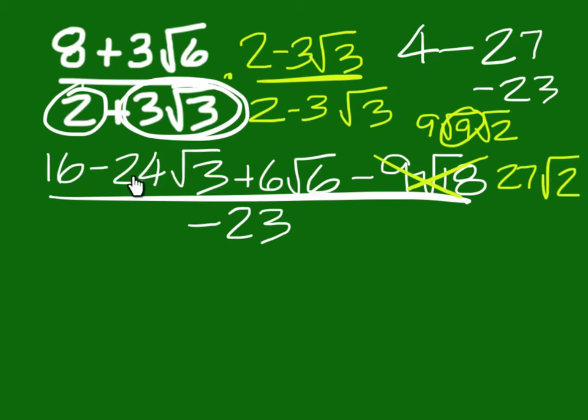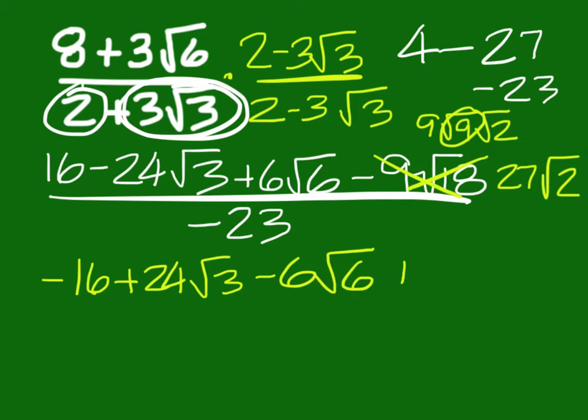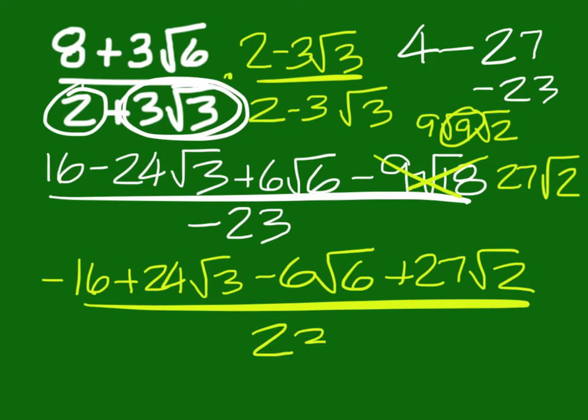Now look at 16, 24, 6, 27, and 23. Can't factor anything out of those. So all we can do now is change the sign of everything because we have a negative sign on the bottom. So it would be negative 16 plus 24 square root of 3 minus 6 square root of 6 plus 27 square root of 2 over 23.